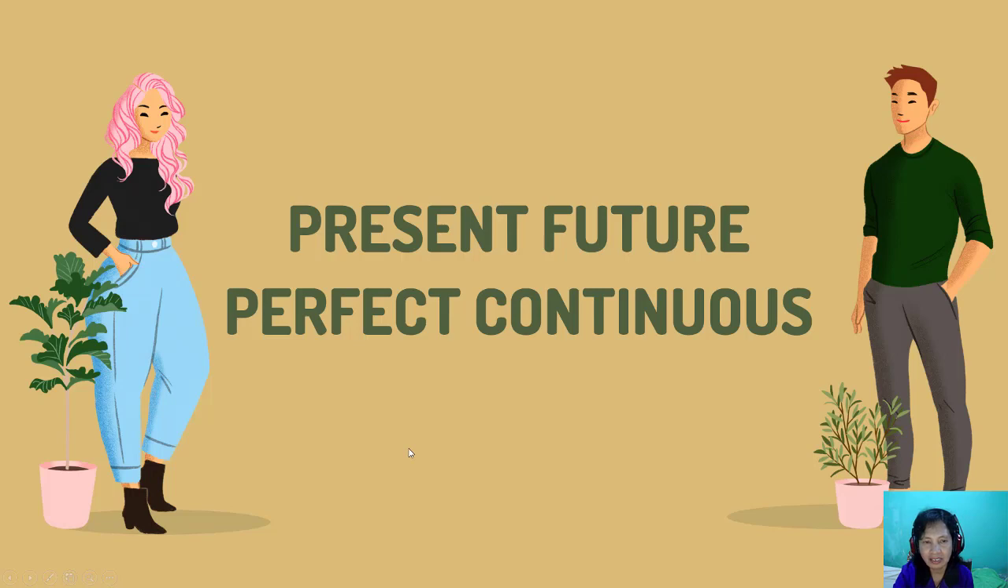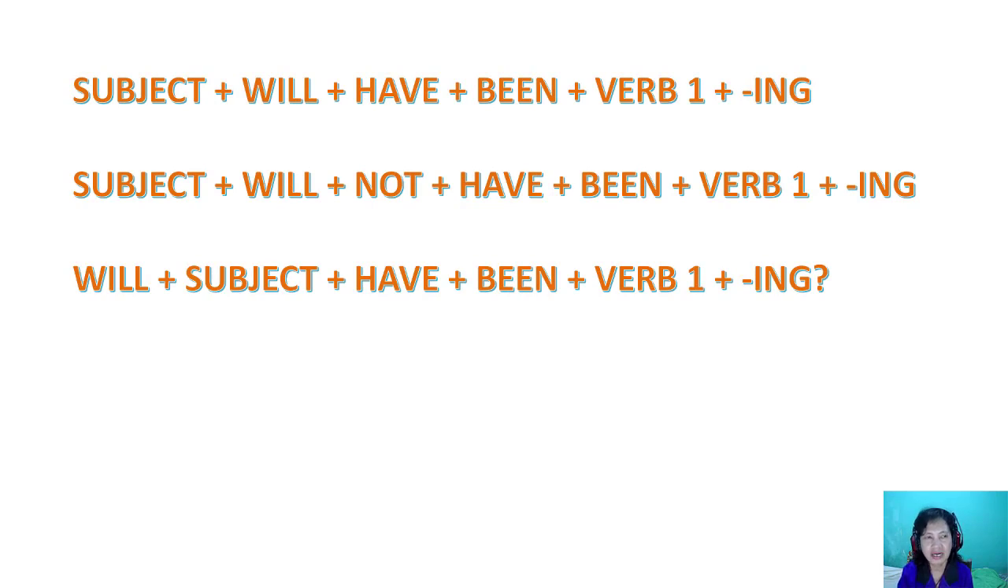Just go on to the next tense, that is present future perfect continuous. Let's see the structure. Subject plus will have been verb 1 ing. Subject will not have been verb 1 ing. And then will subject have been verb 1 ing. So this is present participle, verb 1 plus ing.